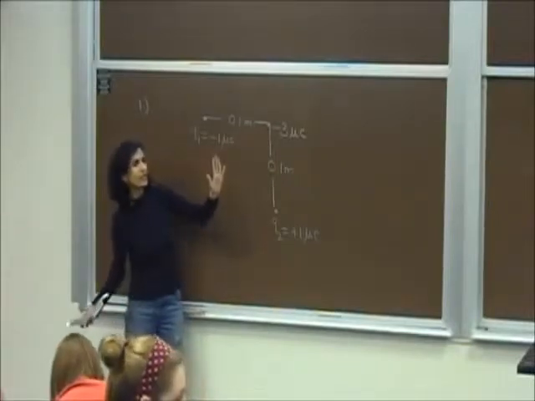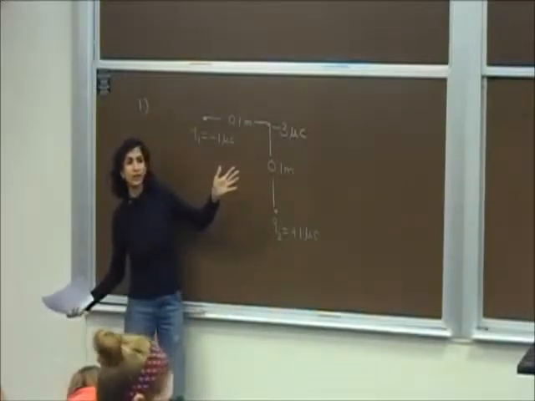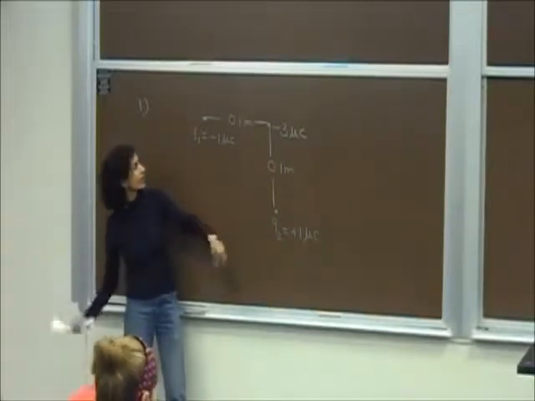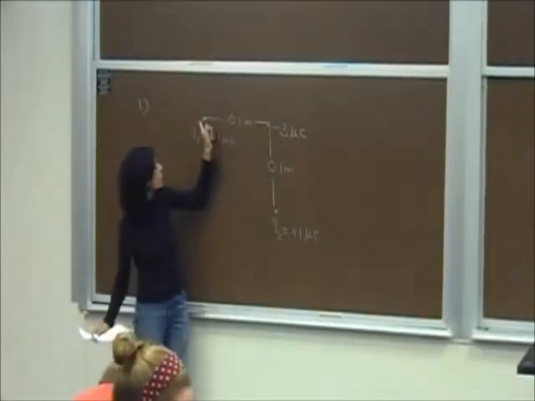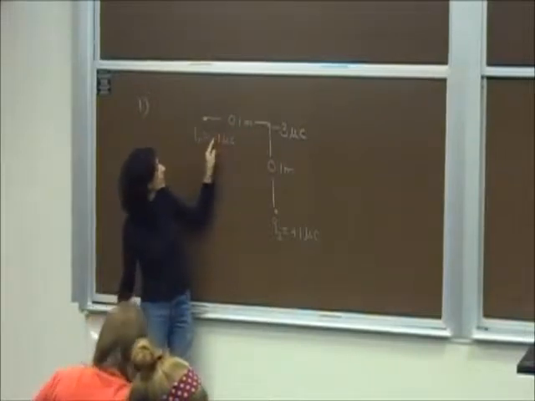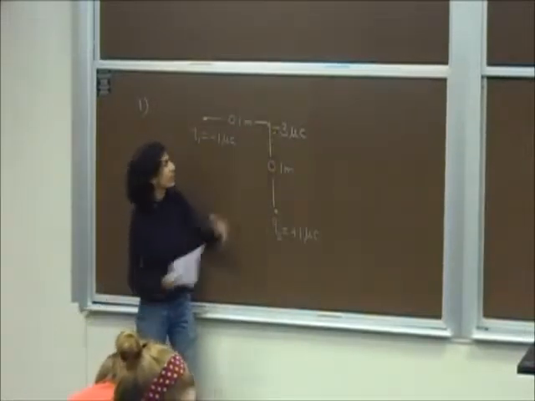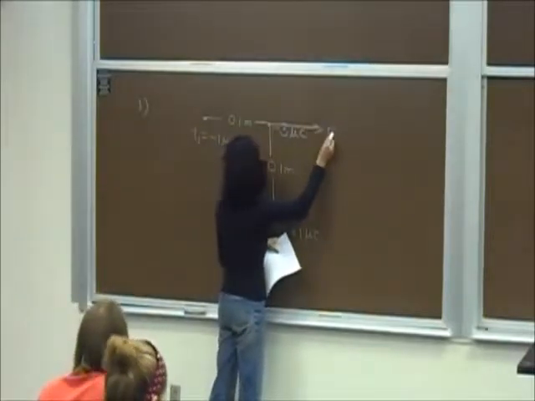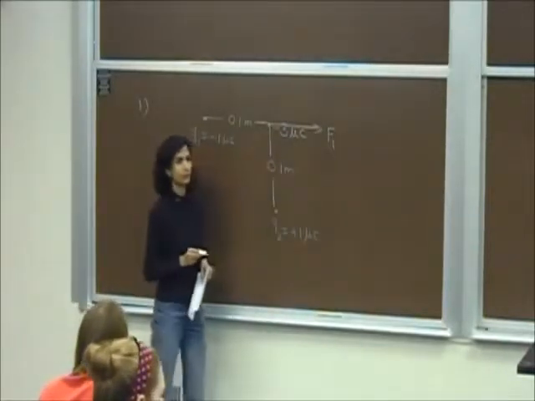The first thing to do is what? Yeah, free body diagram. Everybody should be first drawing a free body diagram. There are two forces on this. One is due to this one, and you can see it's a repulsive force since both charges are negative. So the repulsive force on this is going to be this way. Let's give it a name, F1.